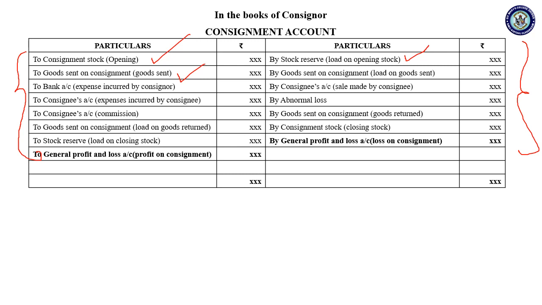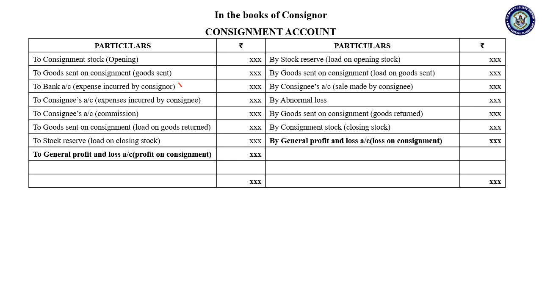If there is any loading, then that should be written on the credit side, by goods sent on consignment, because you need to cancel that loading. On opening it is stock reserve, on closing it is stock reserve, but the other entries are the same, just on the opposite side. So, to goods sent on consignment, by goods sent on consignment. This entry is only when there is a loading, otherwise no need of recording that entry. Okay, next, the third one.